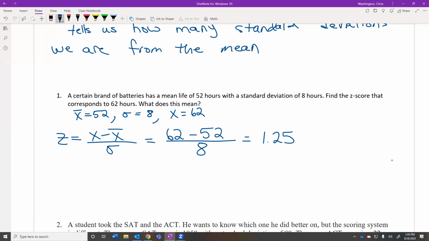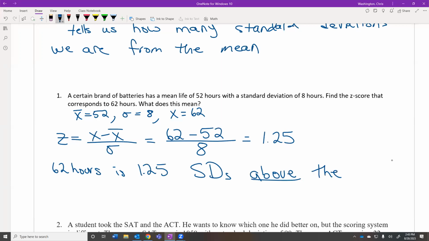So what does this mean? This means that 62 hours is 1.25 standard deviations. I'm going to abbreviate standard deviations; I hope you're okay with that. 62 hours is 1.25 standard deviations. And since we got a positive number, we also can say not only away from the average, but above the average. And we can even write the average if we want. 62 hours is 1.25 standard deviations above the average of 52.